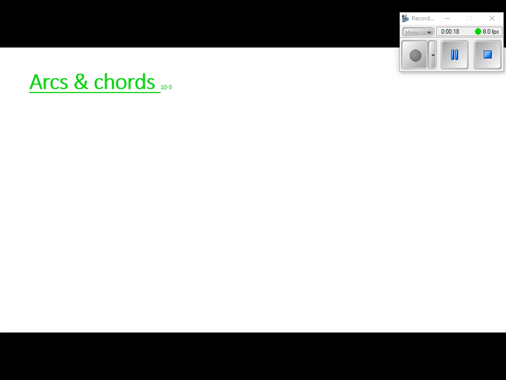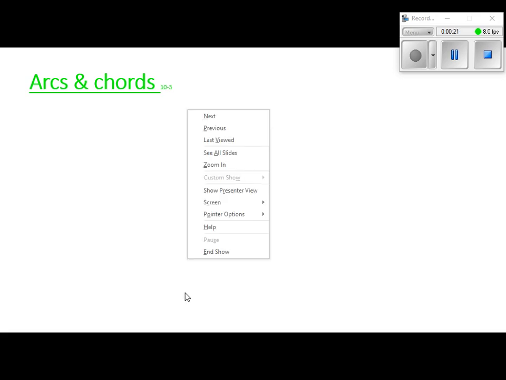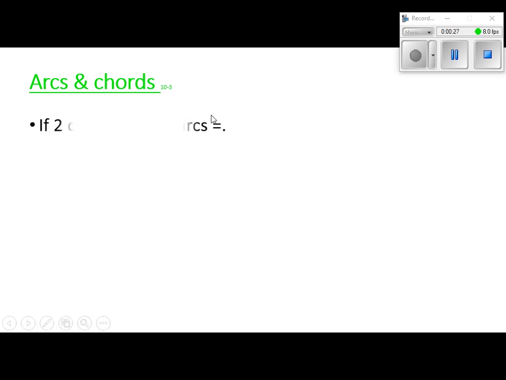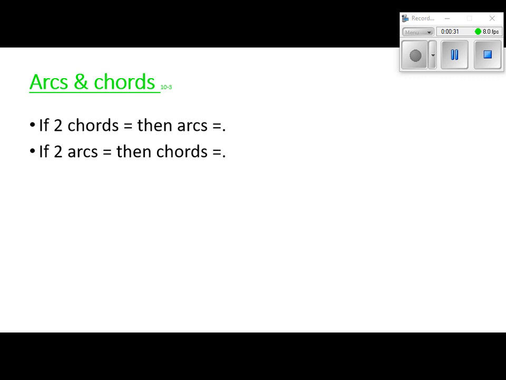So, arcs and chords. Dealing with arcs and chords. And a lot of this we've covered already. The first thing here, if you have two chords that are equal, then the arcs that they cut off have to be equal, and the converse also works. If two arcs are equal, then the chords have to be equal.